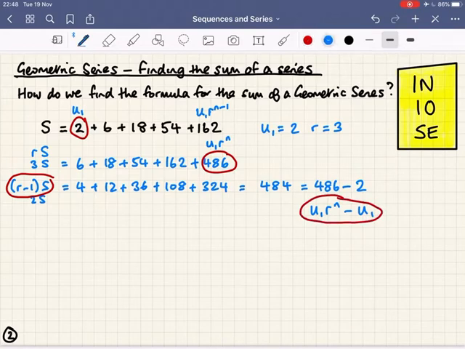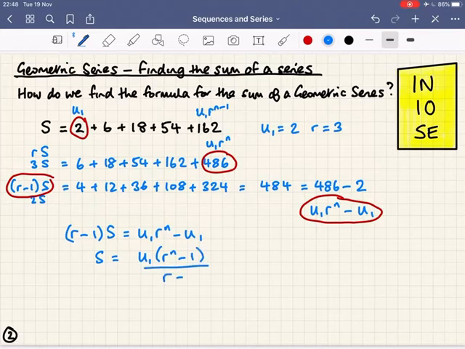So let's see what that gives us. r minus 1 lots of the sum equals U1 r to the n minus U1. Let's rearrange that. The sum equals, and I can factorize this as well, U1 times r to the n minus 1, all over r minus 1. And that is our formula for the sum of a series.